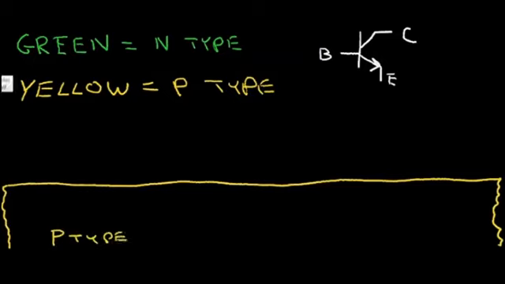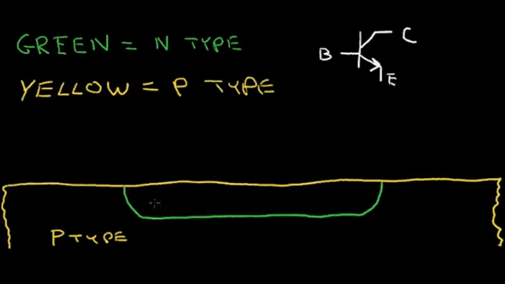And the first step I'm going to do is I'm going to diffuse into this P-type an N-type region. I'll show here in green. Now this is a very concentrated N-type material that's called the buried layer. BL for buried layer.